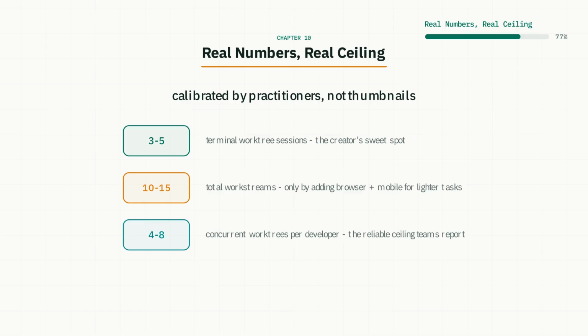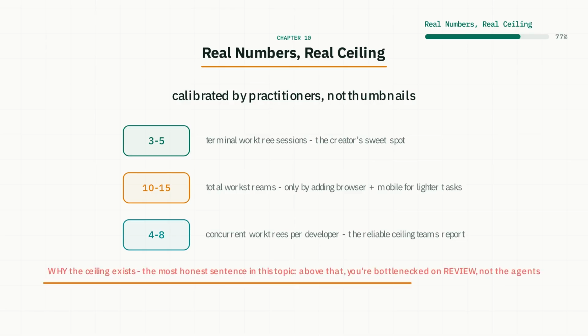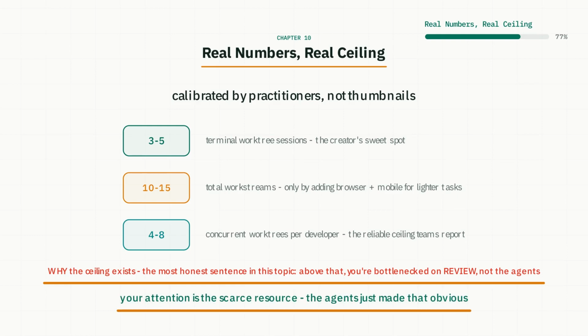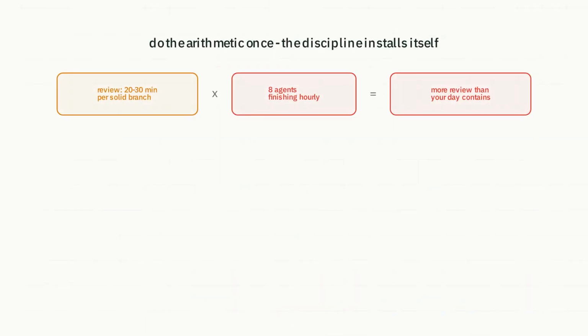And listen to why the ceiling exists, because it's the most honest sentence in this whole topic. Above that, you're bottlenecked on review, not on the agents. Every parallel branch is a diff a human must understand and approve. Your attention is the scarce resource. The agents just made that obvious.